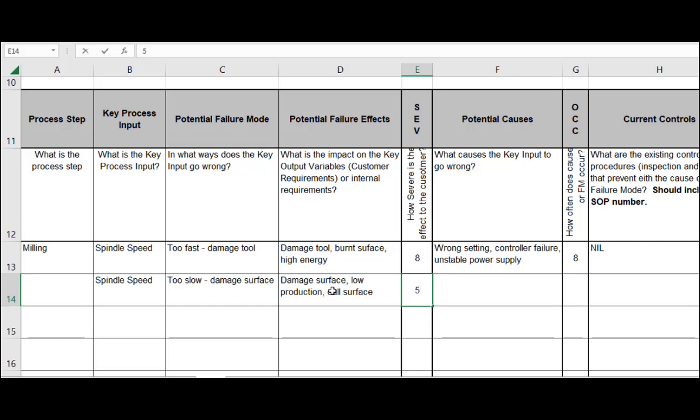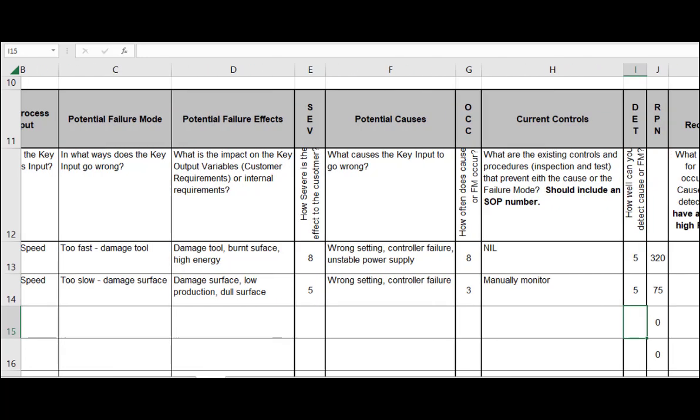So potential causes, maybe the wrong setting. Okay, I think that's the same as the previous wrong setting. Then maybe the controller failure, and so on. Okay, so maybe these are the potential causes. Then the occurrence maybe 3. So current control, just manually monitor the problem. Then detection, maybe 5, for example. So it will come out with the RPN.